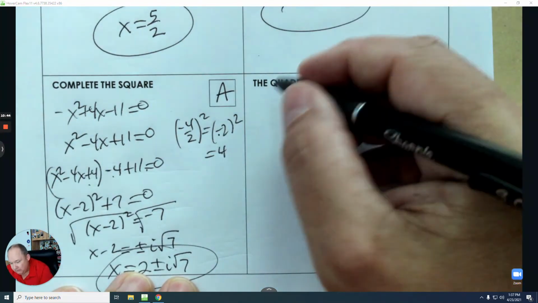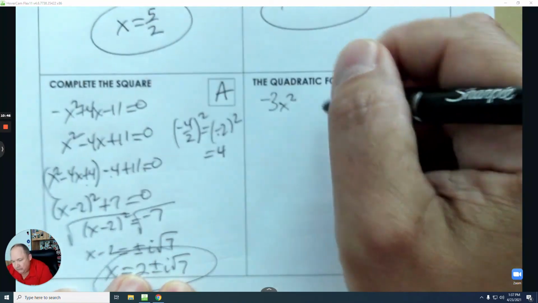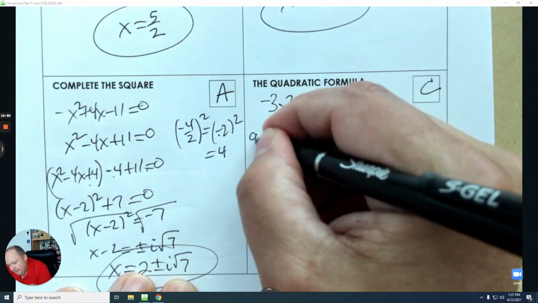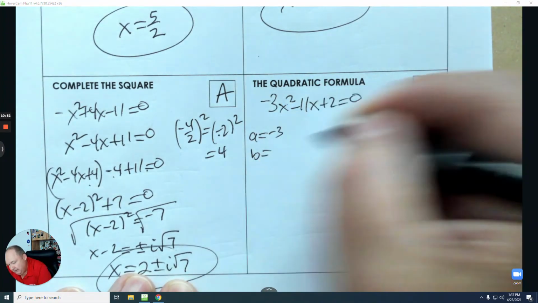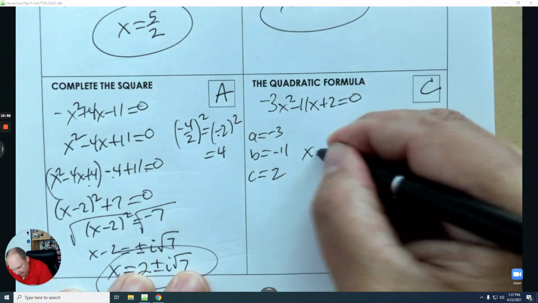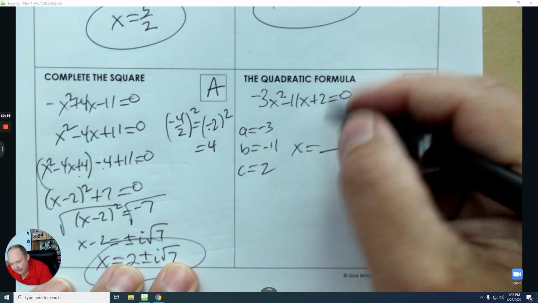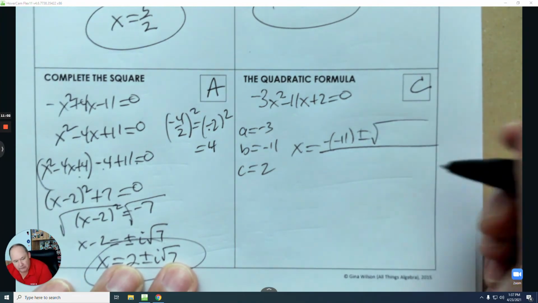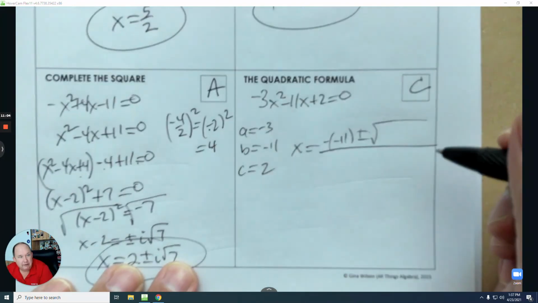So write down equation C. The best is if you press pause, and then do it, and then press play. A is -3, B is -11, C is 2. The quadratic formula, -b plus or minus the square root. I think I'm going to lose pen power here.